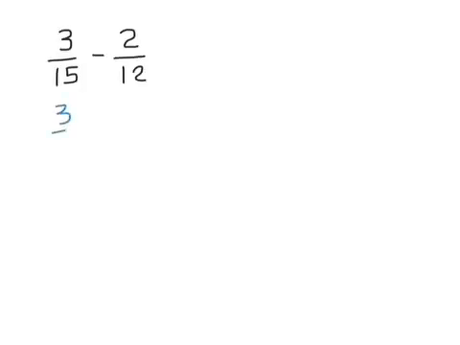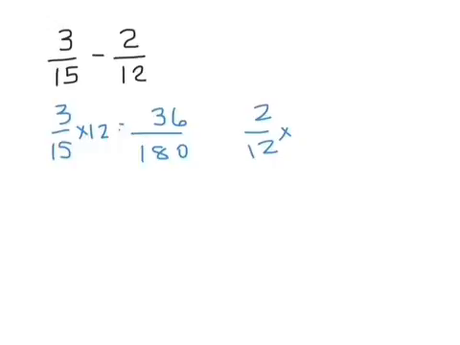So I'll start with 3/15 and multiply that by the denominator of the second fraction, 12. Again, I'm going to end up with a really big number, so I'm going to have to be prepared to simplify when I'm done. I do get a large product here. 15 times 12 equals 180, and my numerator 3 times 12 equals 36. My other fraction, 2/12, I will multiply that by 15, which is the denominator in the first fraction. 12 times 15 equals 180. My numerator 2 times 15 equals 30.